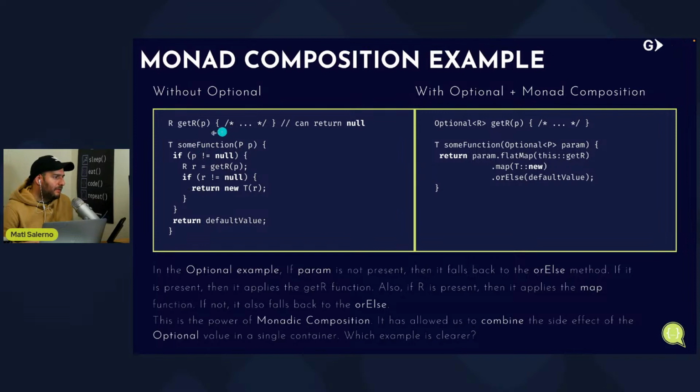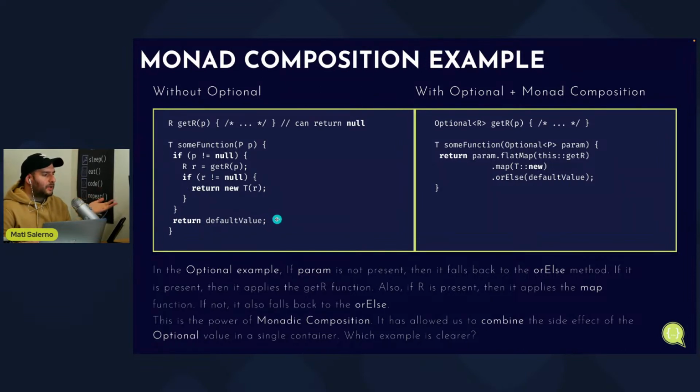Let's say we have a function here, and we have this other private function that returns something that could be null. So the parameter could be null, so we check for null here, and then we call this function. If it wasn't null, we call this function, and then we have to check if r is null, and at that moment we can use r. If for some reason the first one was null or the second one was null, it's going to end up here and return the default value.